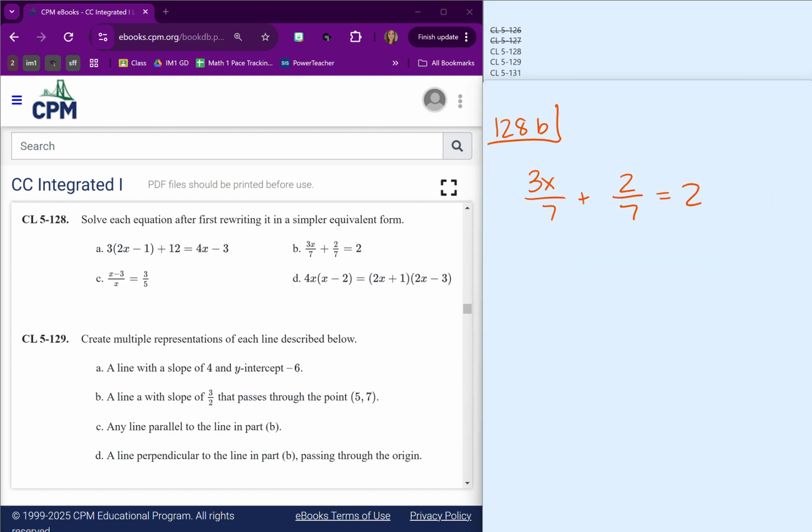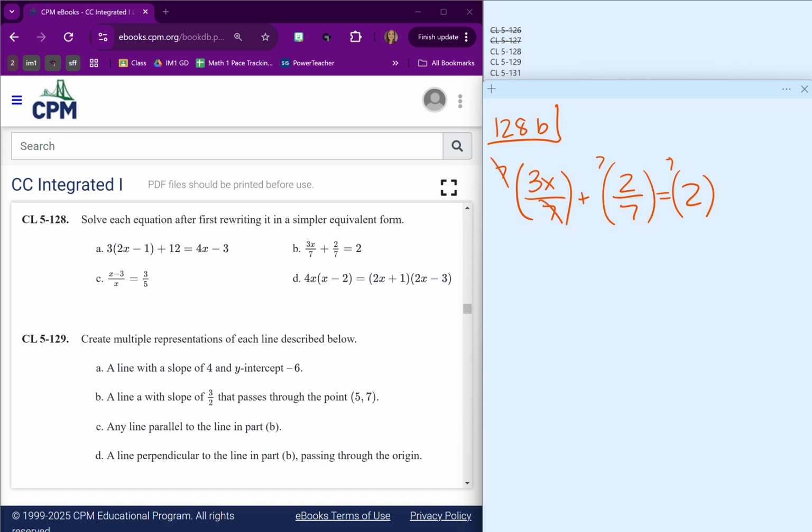All right, with part B, I can see that I have fractions. Okay, fractions just mean divide. They're not as scary as they look. So to get rid of a divide by 7 and a divide by 7, well, that's nice that they're the same. I can just multiply every single piece by 7. Got to do it to everything to keep it equivalent.